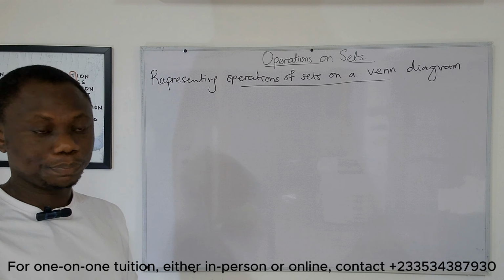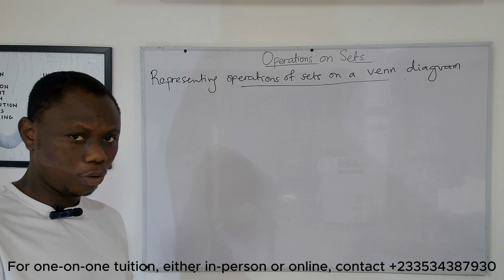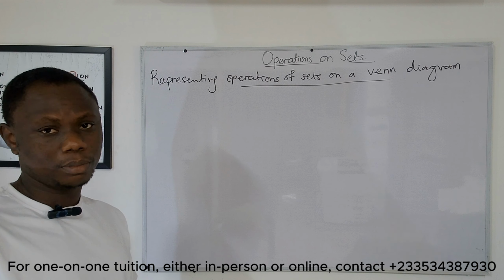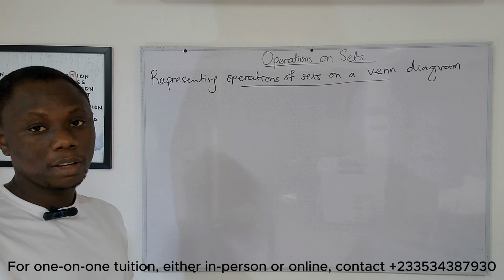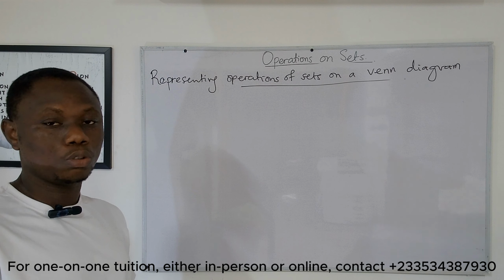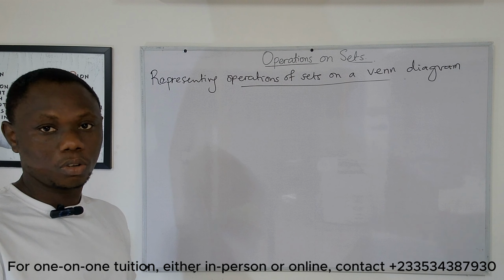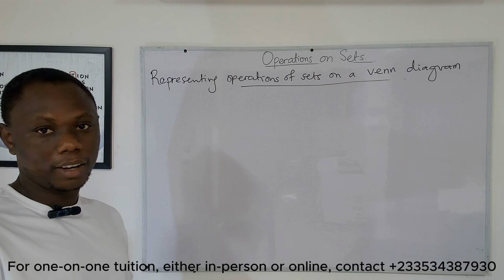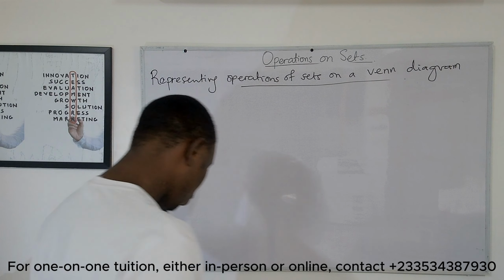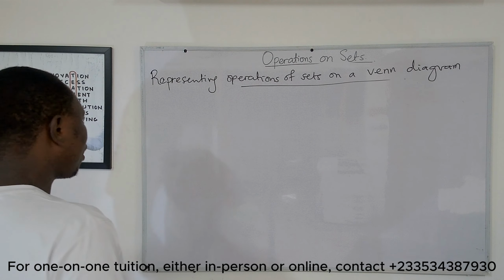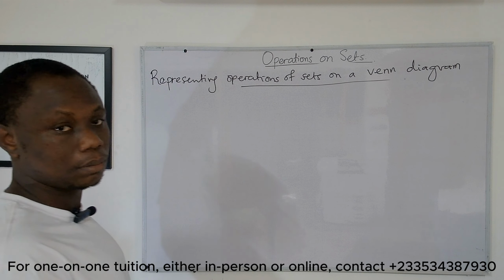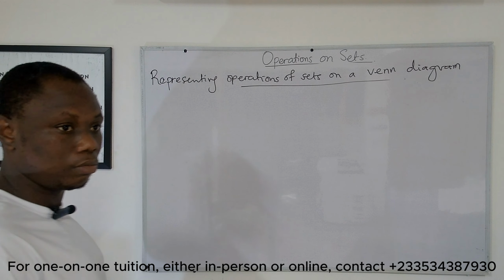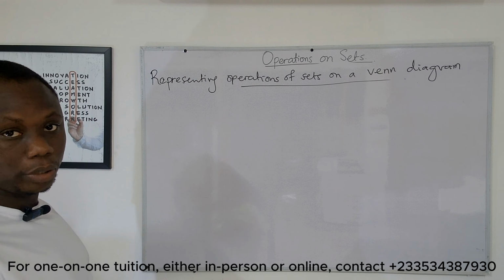From junior high school, I've already considered Venn diagrams and 2-set word problems. Alright, so we are going to go again and try to represent a set or sets on a Venn diagram. So let's go straight to dealing with 3-set problems. Looking at 3 sets, operating on 3 sets.